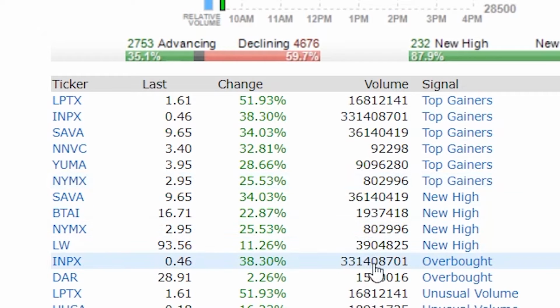So it could gain, right? It could have a high percentage gain or gap. But if it doesn't have much volume, it's not going to be worth a crap to trade.